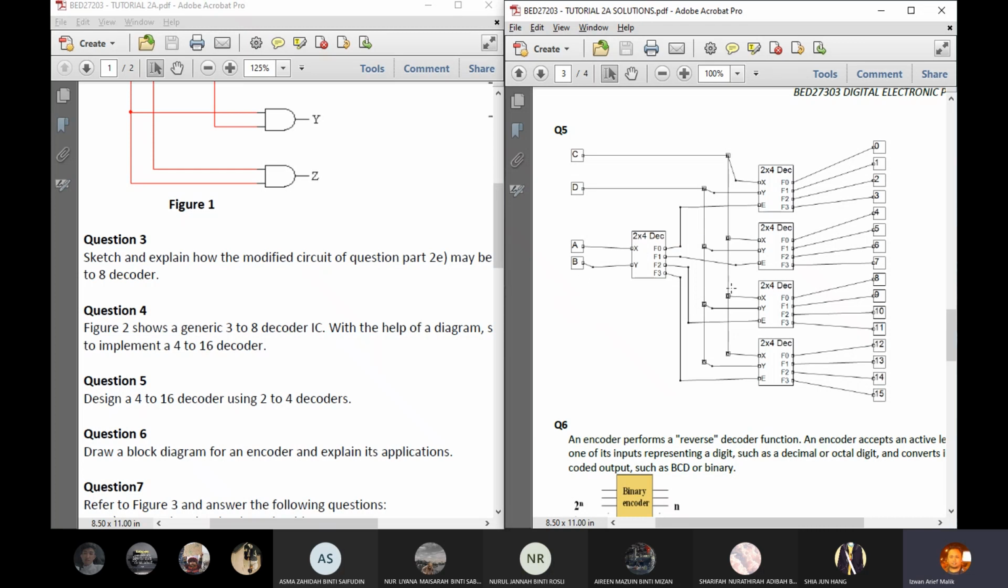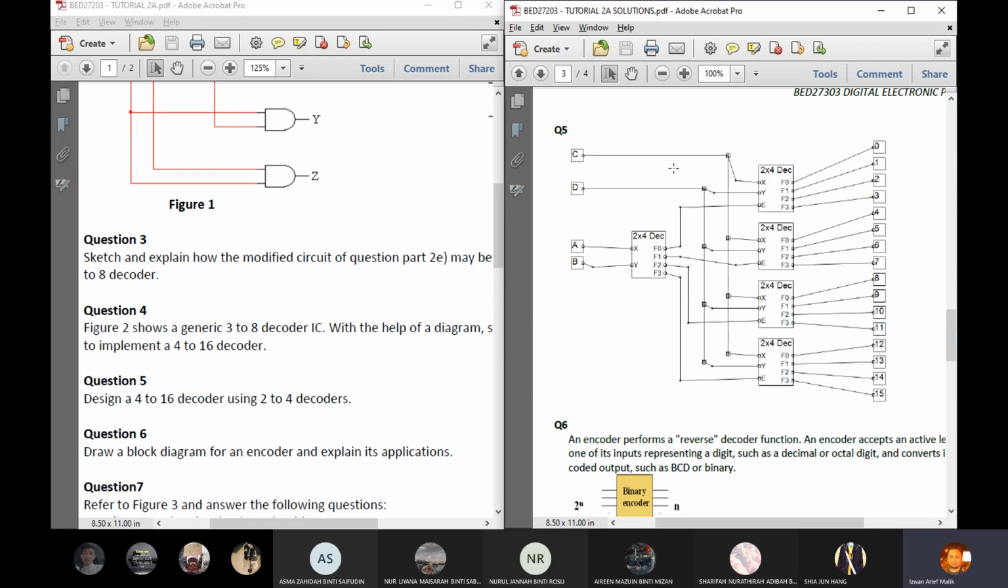Okay, this is actually an application that basically you can use bila you dalam lab biasanya. Okay, normally let's say you tak ada IC 4 to 16 tetapi you ada banyak 2 to 4 punya decoder.